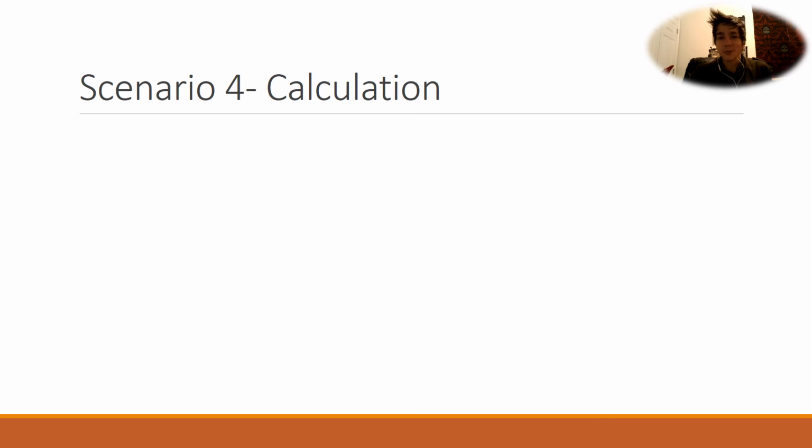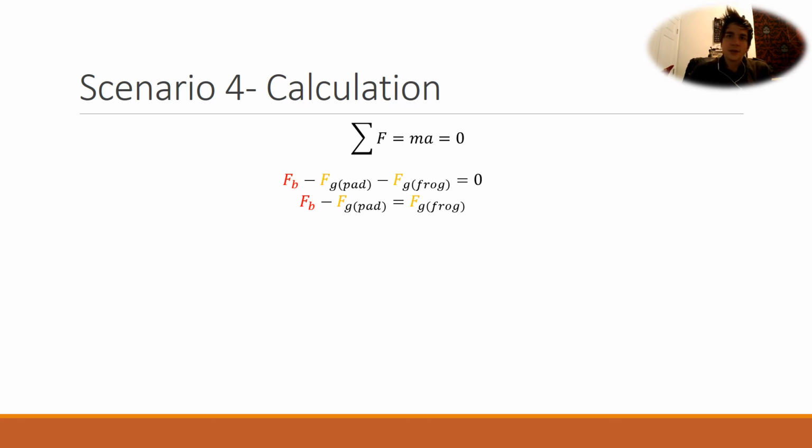To determine the weight limits of a raft, let's recall Newton's second law, F equals ma. In this case, we are looking into the limit at which the lily pad is 100% submerged but still floating. As the lily pad is not accelerating, the net force is thus zero. If we consider our free body diagram from the previous slide, then we can deduce the following equality.